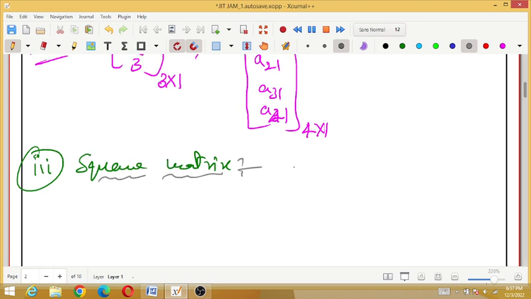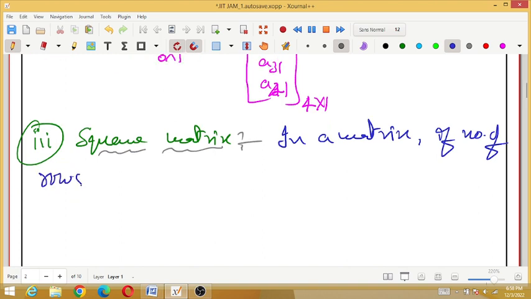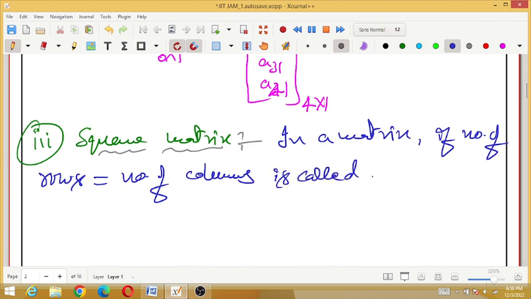Square matrix. In a matrix, if the number of rows is equal to the number of columns, it is called a square matrix. That is an example.